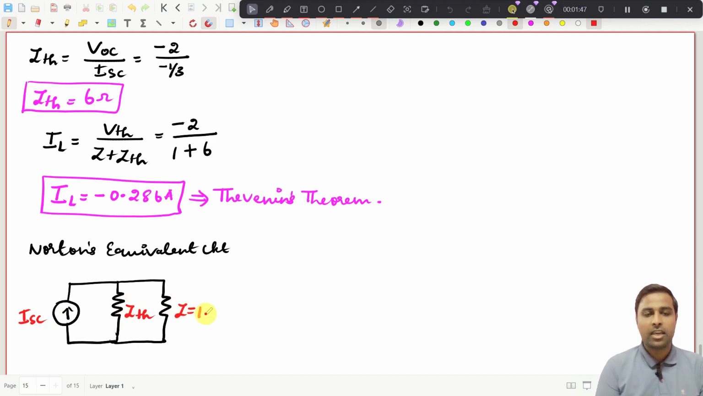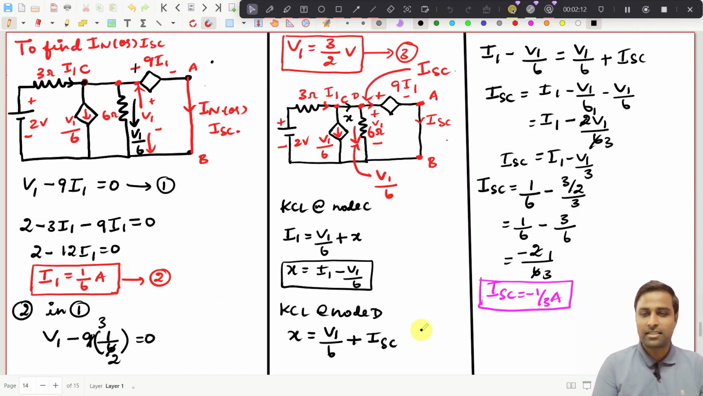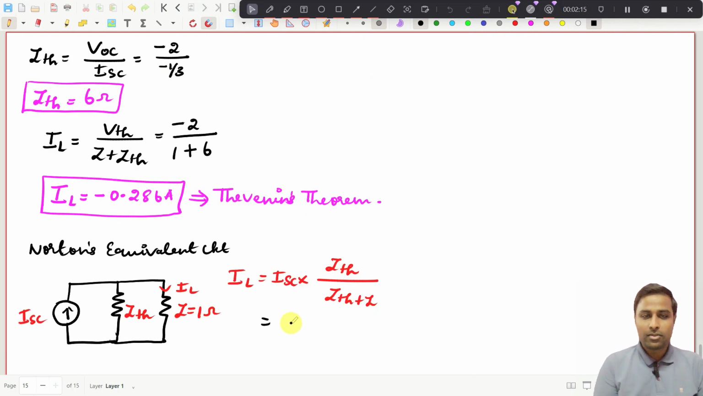We know this will be 1 ohm, and we need to find IL, and we know the formula for IL. IL will be equal to ISC into ZTH divided by ZTH plus Z. This is the formula, and we know everything now, right? By this method also, we have found ISC. It is minus 1 by 3. So it will be minus 1 by 3 into ZTH, which we have found is 6 ohms. So this will be 6 divided by 6 plus 1. This is 1 ohm, right?